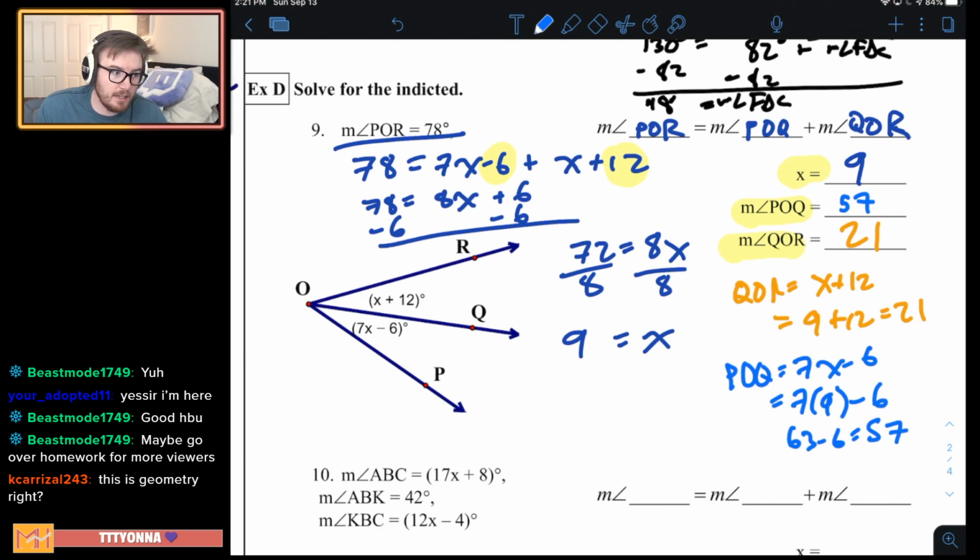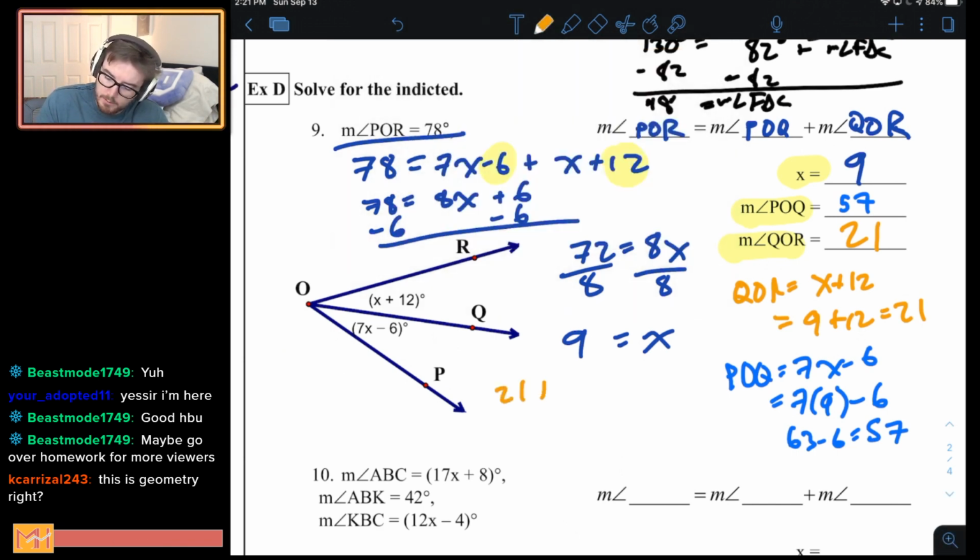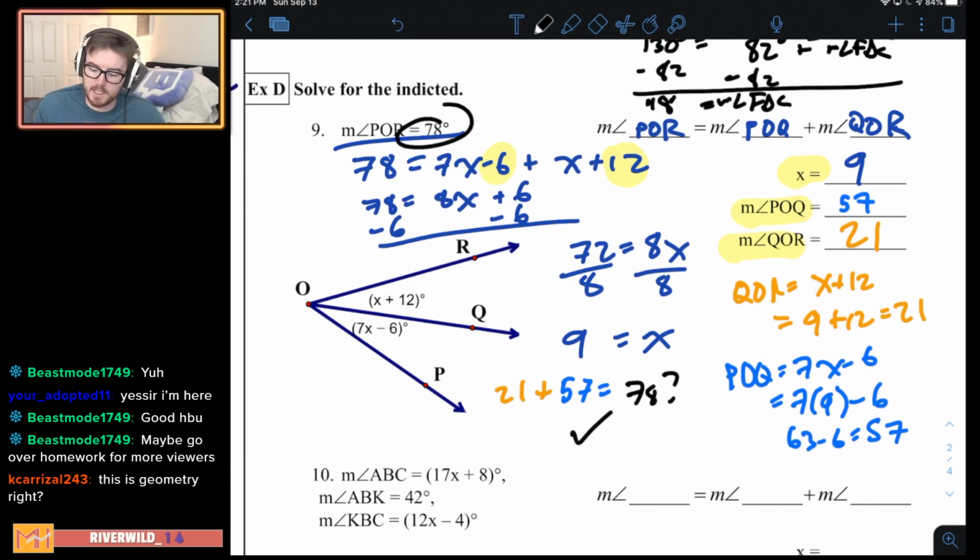And do a double check here. Is 21 plus 57 equal to 78? You betcha. All right? That's what it was supposed to do the whole time. You betcha. It worked out. We got the two right answers. If it didn't add up to 78, that defeats the whole purpose, right? The two smaller angles should be adding up to the big one.